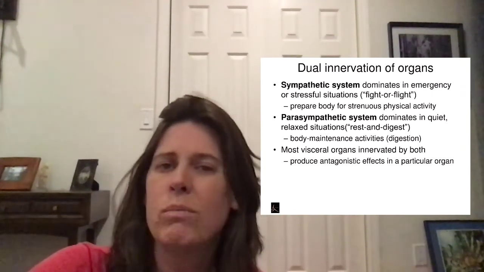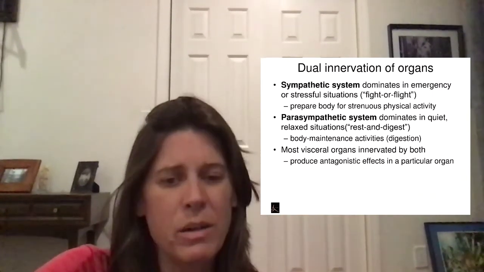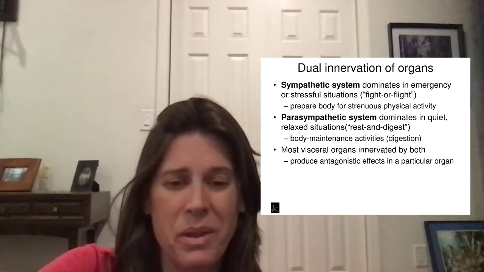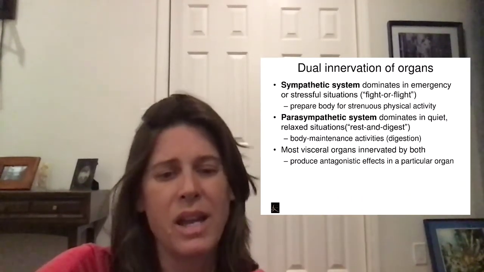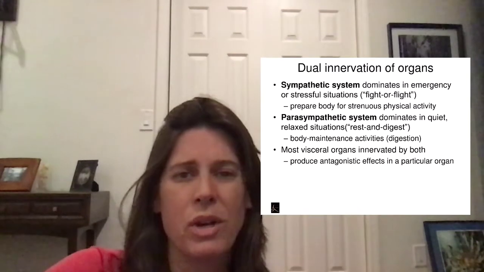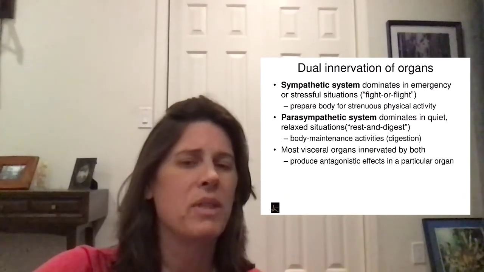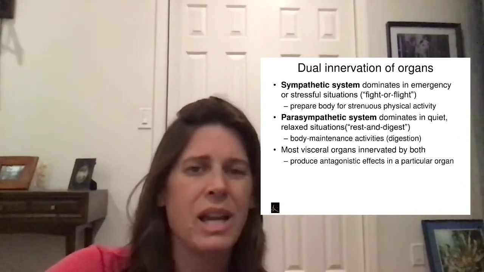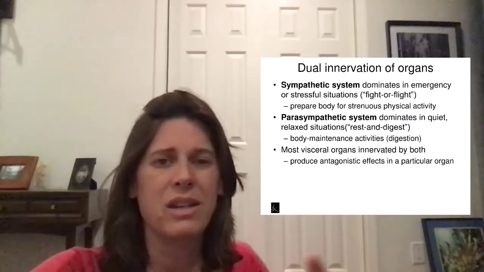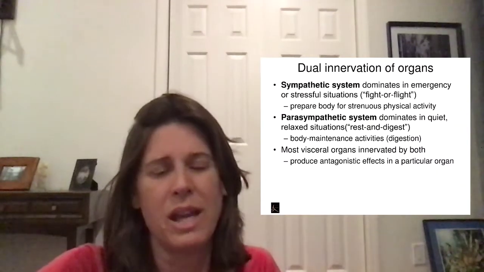And understand that most of our organs are actually innervated by both, okay? And they produce antagonistic effects on a particular organ. So the sympathetic can increase your heart rate and the parasympathetic can decrease your heart rate, okay? Again, it just depends on the conditions of the body, what is needed at that moment.